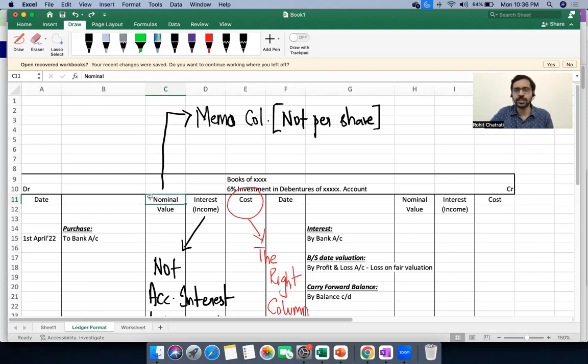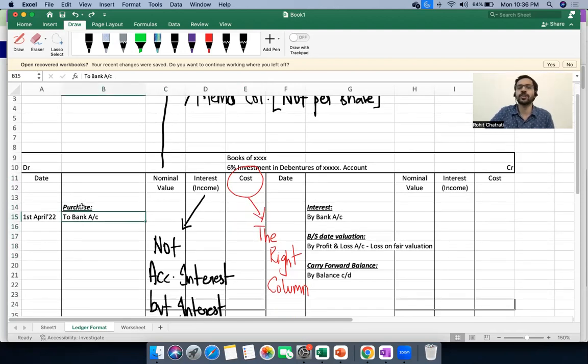That 80,000 is going to be recorded in the cost column. All right. So you write on the debit side to bank account. This heading is just put by me for the sake of explanation. So since the journal entry is investment debit to bank, in the investment ledger on the debit side, you're writing to bank account and you will write 80,000 in the cost column.